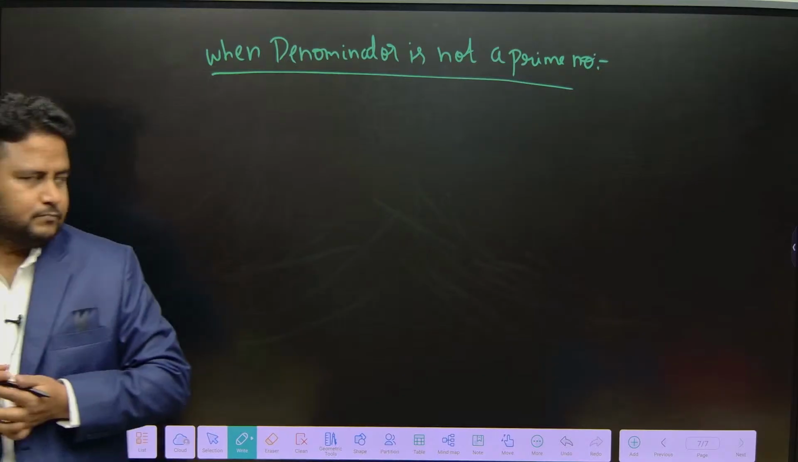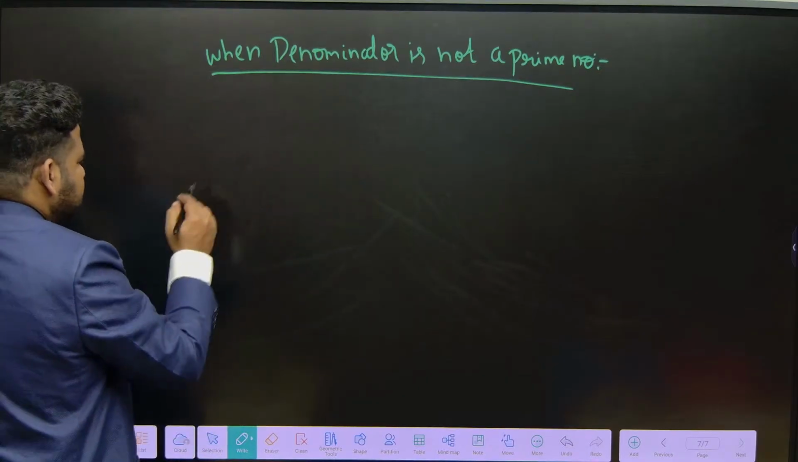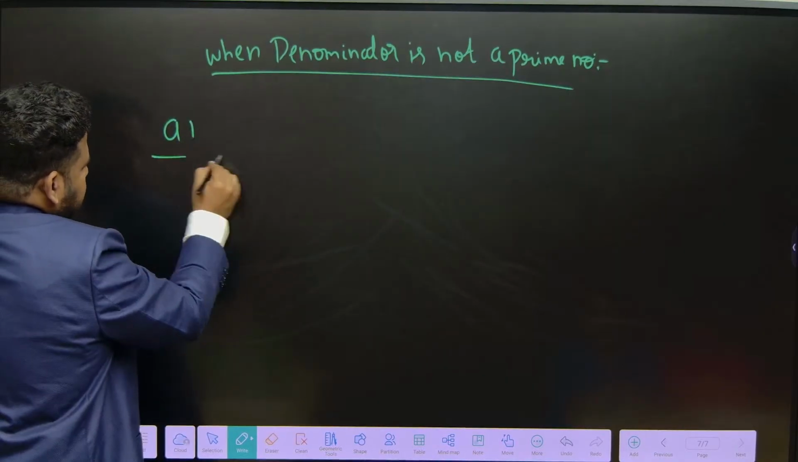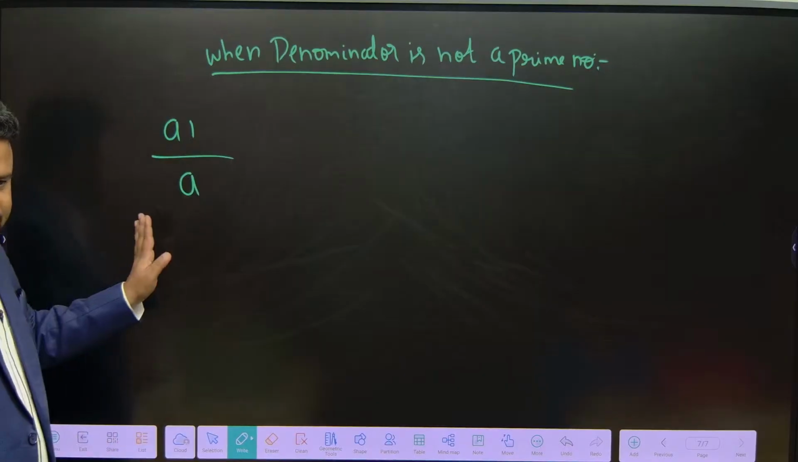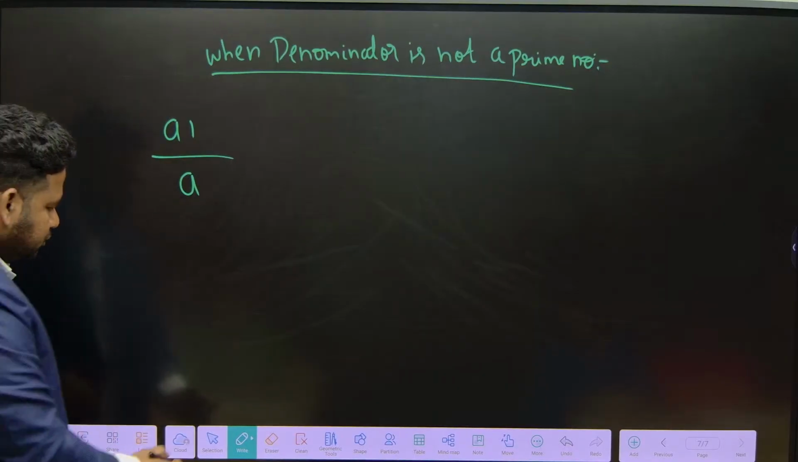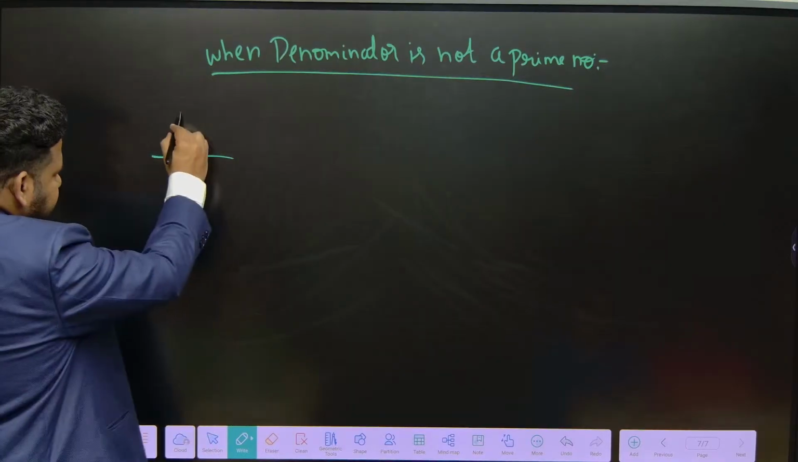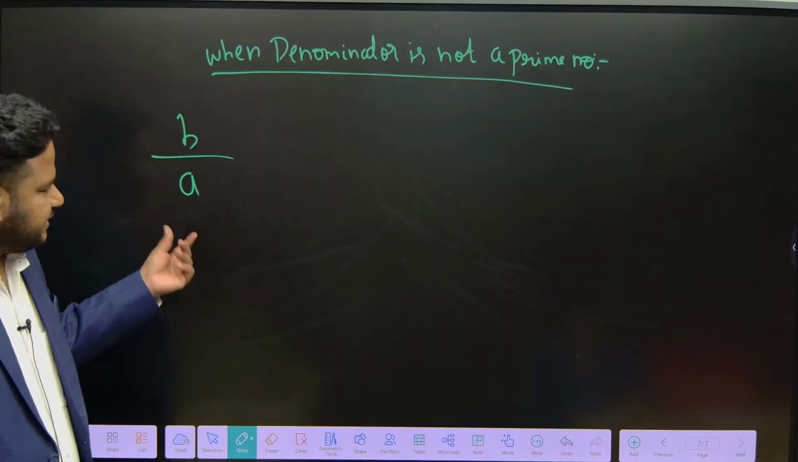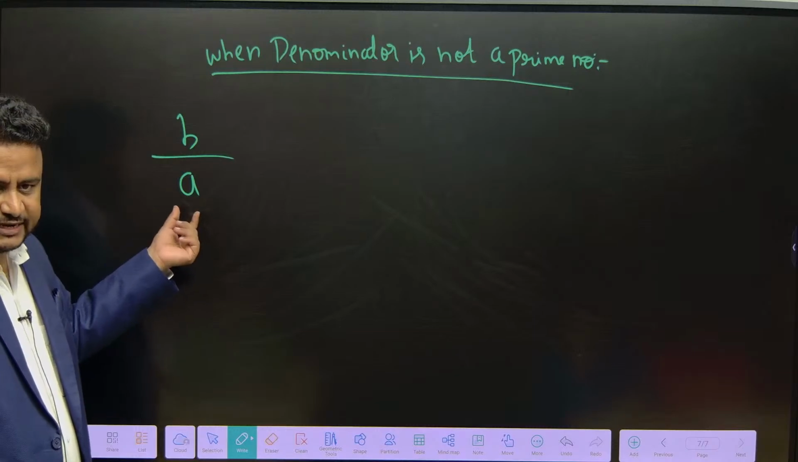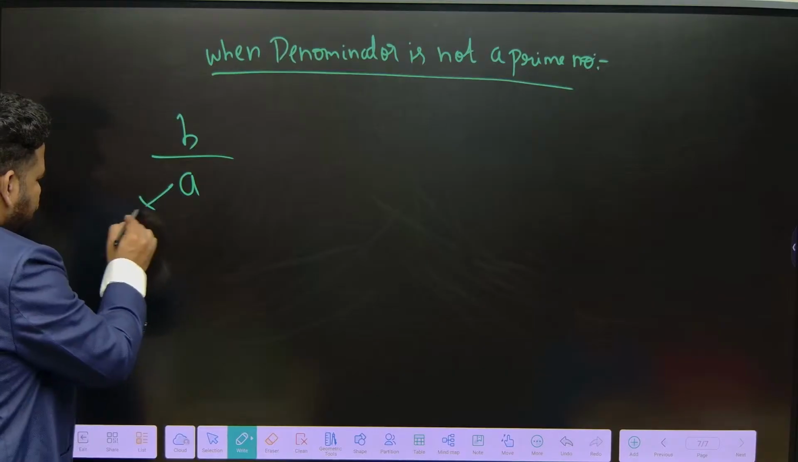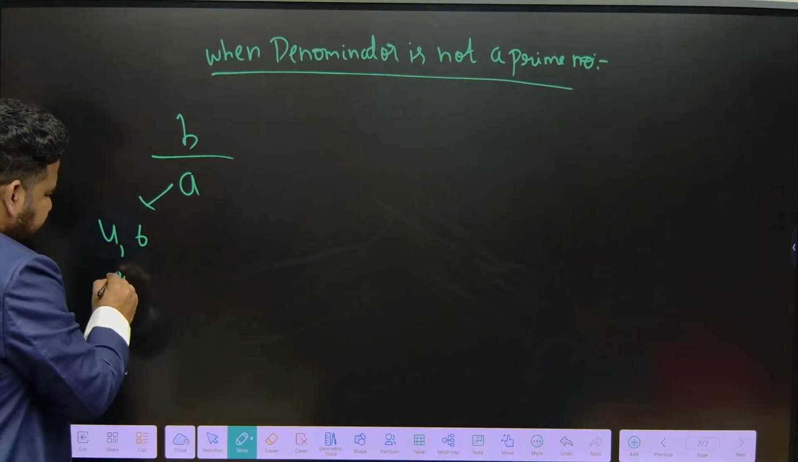Okay. For this, suppose they are given a as the denominator and some value b as the numerator. Here a is the denominator, and a is not a prime number, that is, it is non-prime. Suppose it can be 4, 6, 8, anything like that.